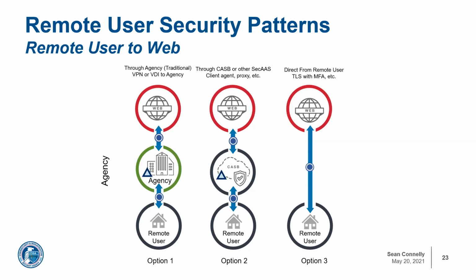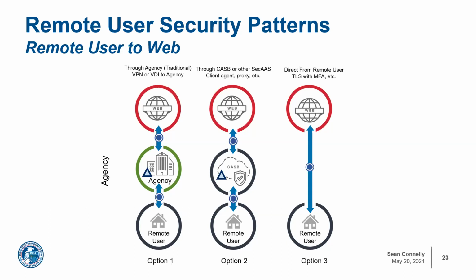First option is remote user going through an agency to the web. Option 2 is the remote user going through some type of CASB or security vendor to the web. And option 3 is the remote user going directly to the web. Again, I highly encourage that for any of these options, you talk to the NCPS team and JD's team for understanding of the requirements at the agency.